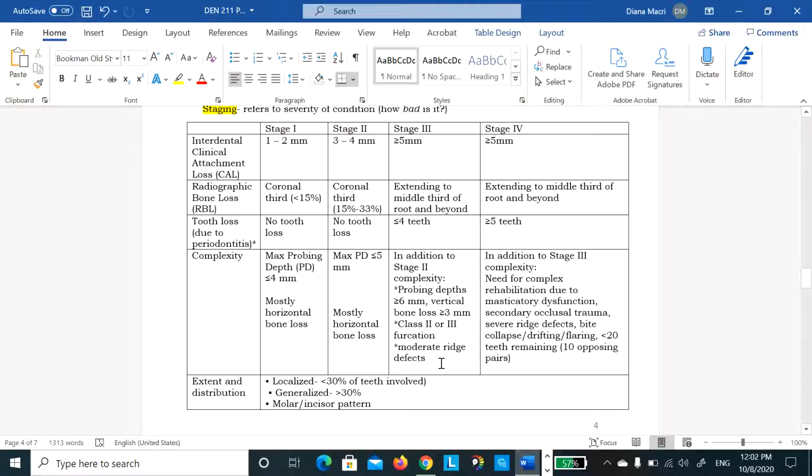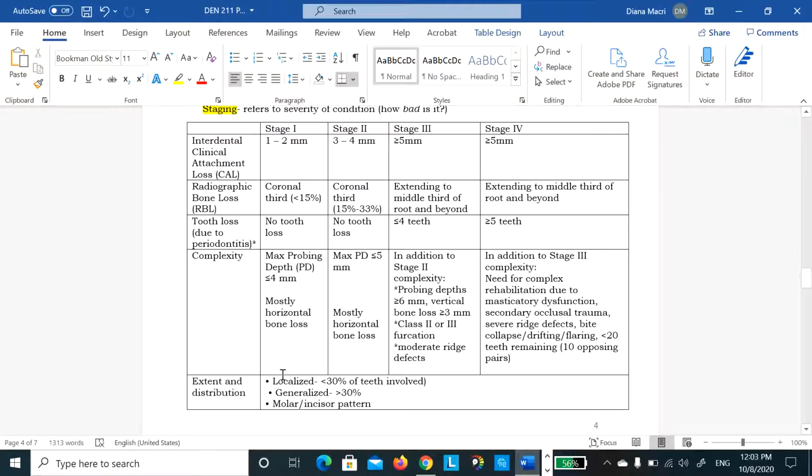There's no teeth there. And stage 4 to me in my mind is the easiest to identify because now my patient is really in trouble. In addition to all this stuff happening here, my patient needs complex rehabilitation due to masticatory dysfunction. We have occlusal trauma. We have severe ridge defects. We have bite collapse. My teeth are shifting and moving, and this is the most severe stage. This is the worst stage of periodontal disease.